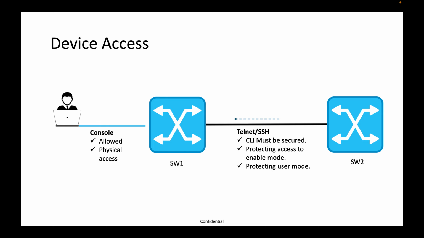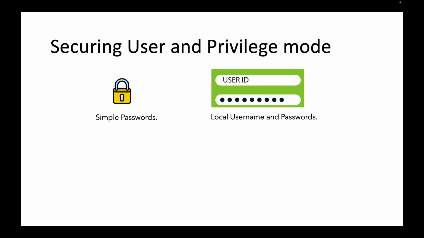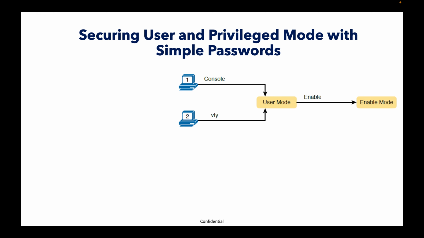There are different ways you can secure the user and privilege mode. That is by using a simple password, or by using a local username and password, or by using external authentication servers such as AAA servers, and by securing remote access with SSH. So let's go ahead and look into the first one, that is securing user and privilege mode with a simple password.